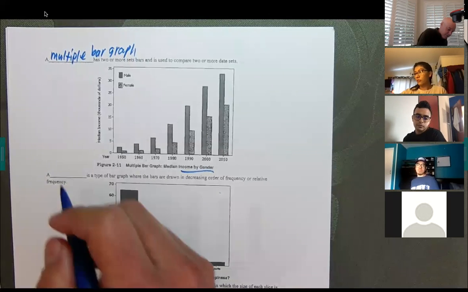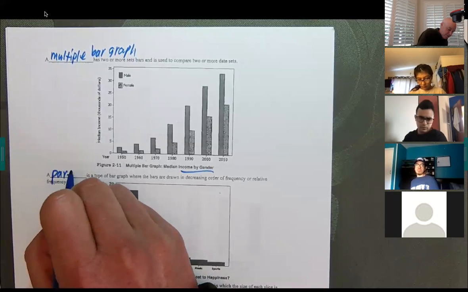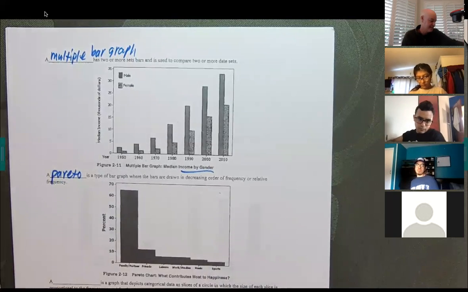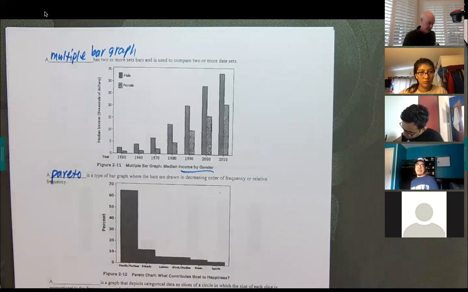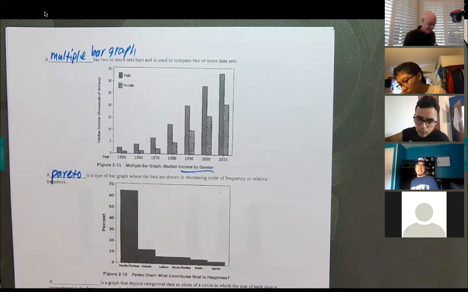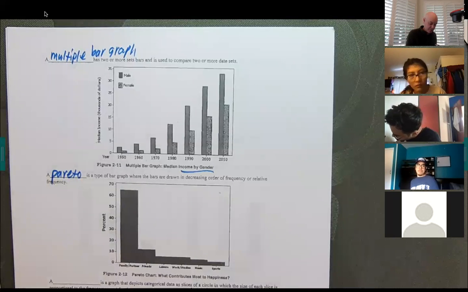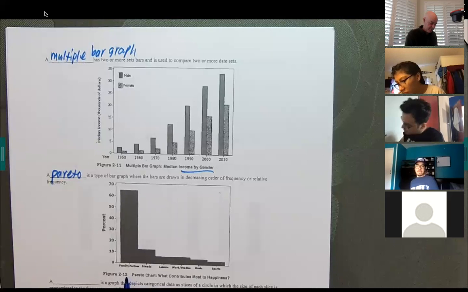Next up, we have what's called a Pareto. I'm pretty sure that's someone's name. It's a bar graph that shows by decreasing frequencies. So what contributes most to happiness? Family or your partner? And then I think it's friends, leisure, work or studies, and so on.